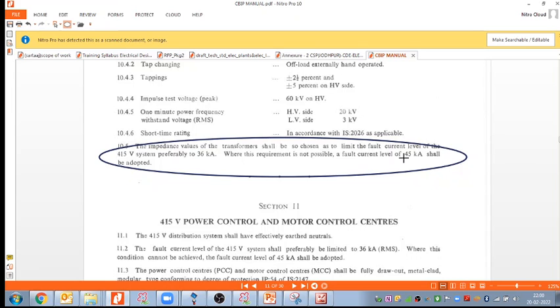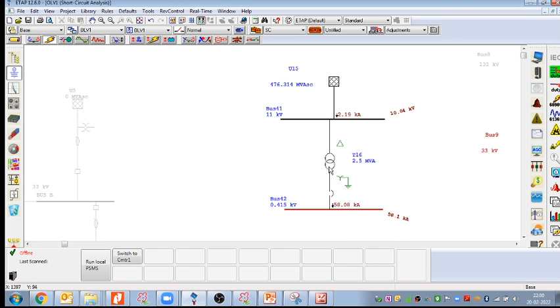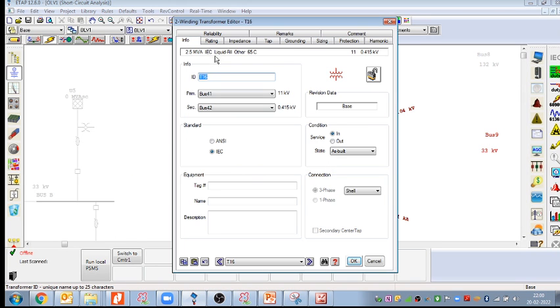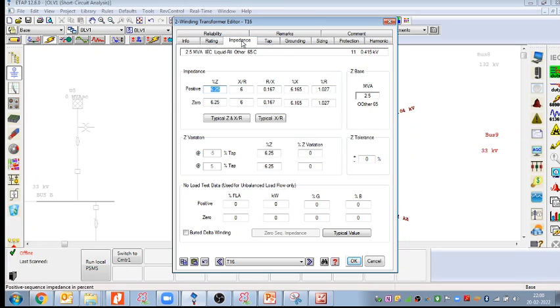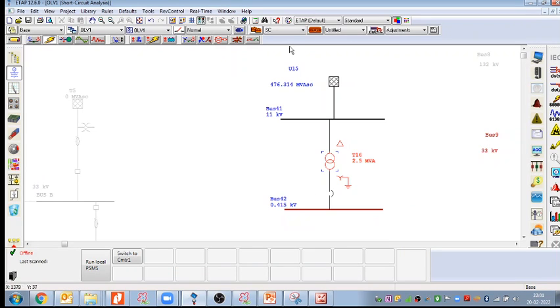For that, I can go to ETAP and go to the trafo, and I can play with the transformer impedance. So in place of 6.25, the default impedance, I can increase this impedance to around 8 or 10. Let me increase it, because if impedance Z increases, then current will reduce. So let me increase it from 6 to 10, and then perform the calculations again.